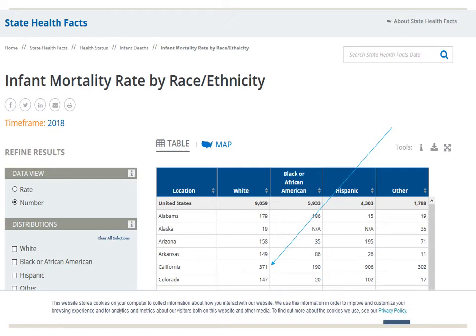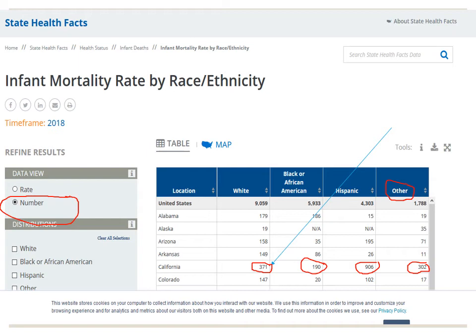If you look at the number right here, I've clicked on the number, and you'll see that based on this number, California, in this chart, has 371 counts of infant mortality. Black or African American, 190. Hispanic, 906. Other, 302. And that other is a catch-all of all these other different communities thrown into that one other. So it's not broken out, but it gives you an idea. These are the case counts, right?